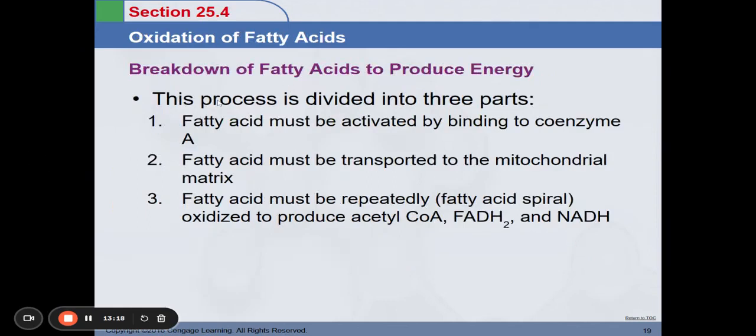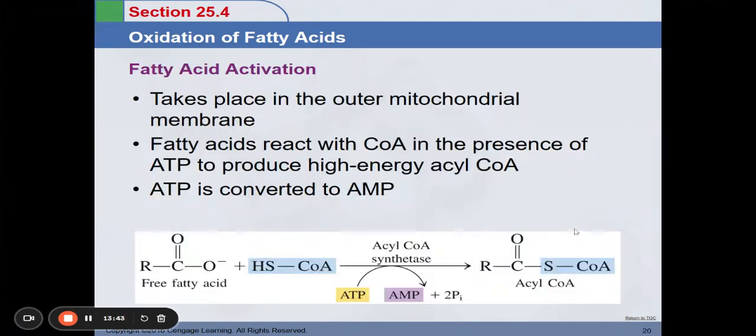Now we move on to the breakdown of fatty acids to produce energy. This process is divided into three parts. Number one, fatty acid must be activated by binding to CoA, coenzyme A. Number two, fatty acid must be transported to the mitochondrial matrix. Number three, fatty acid must be repeatedly spiral-oxidized to produce acetyl-CoA, FADH2, and NADH.